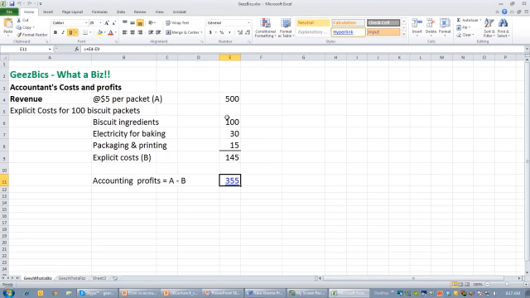The explicit costs: the ingredients, flour and sugar, etc., cost $100. Electricity for baking, I have to pay my brother a token $30 to use his ovens. Can't expect him to meet the electricity cost. Let's say printing and packaging, etc., cost me something like $15. So the explicit costs are $145 when we add them all up together. So that gives an accounting profit of $500 minus $145, which is $355. Wow, that looks quite a lot of profit. So it would appear that the time I spend is bringing me something like $355.